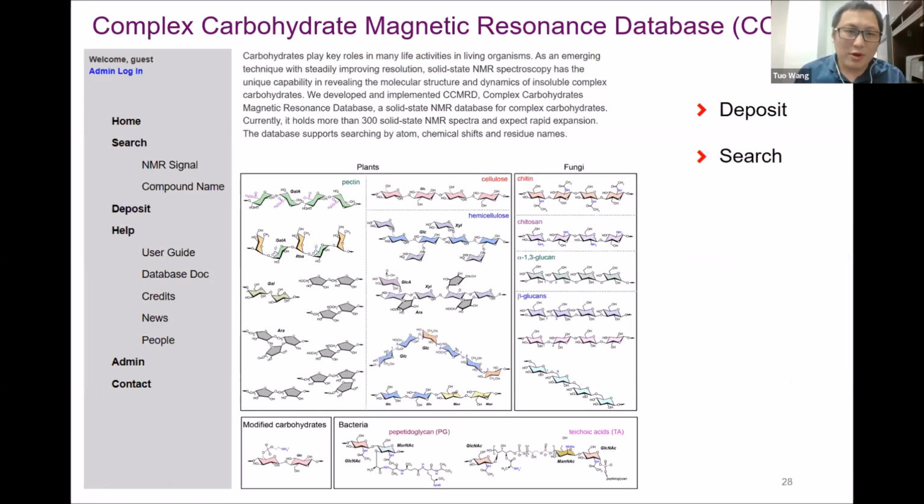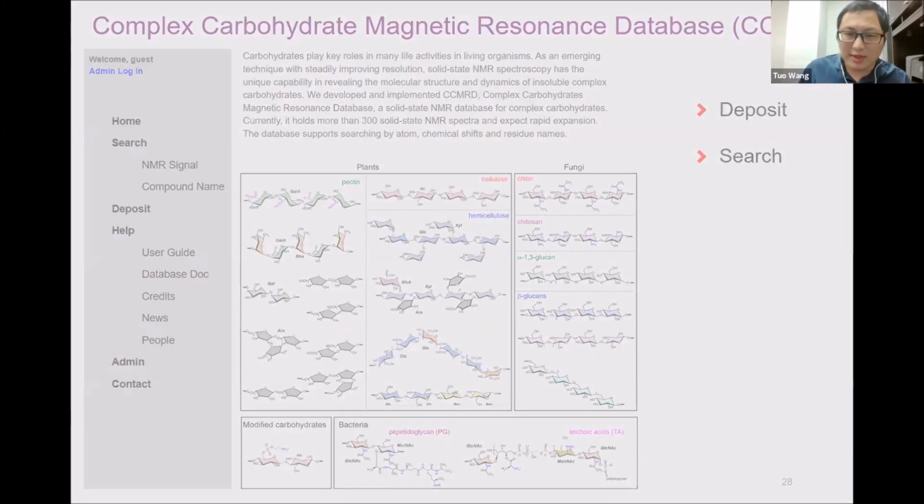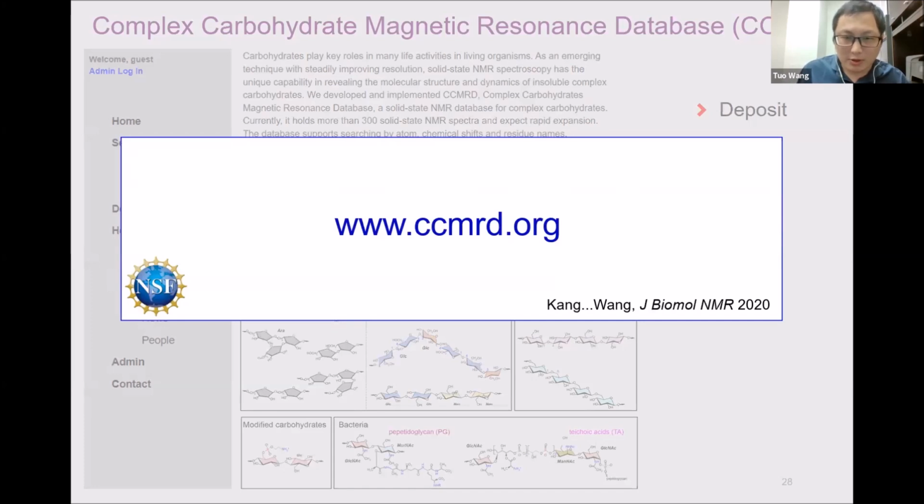At the same time, to accommodate the growing data set on carbohydrates, we have created the Complex Carbohydrate Magnetic Resonance Database, www.ccmrd.org. The database is currently under upgrade and maintenance, and will be back in service very soon with new functions. So I will stop here.